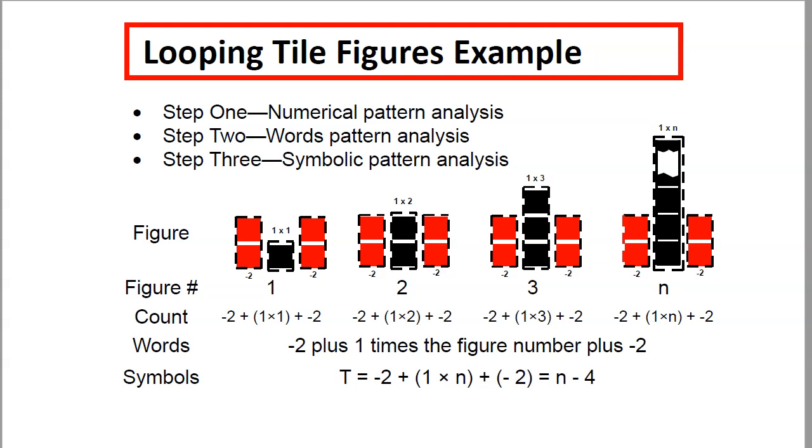So that was step 1, numerical pattern analysis. Let's do step 2, the words pattern analysis. We might describe this as -2 plus 1 times the figure number plus -2. And then for our third step, the symbolic pattern analysis, we can say that our total, our output t, is equal to -2 plus 1 times n plus -2, which when we simplify turns into n minus 4. And if you look at figure n, you can see that that's an n strip and 4 red tiles, -4.